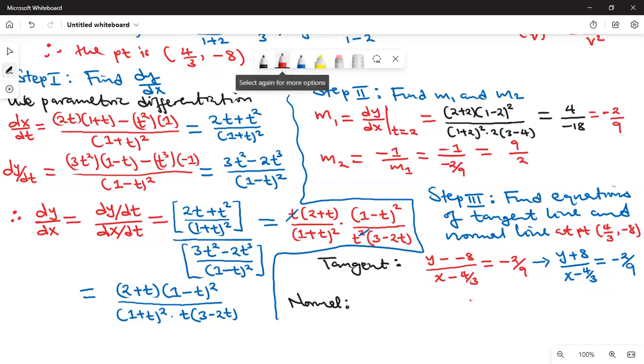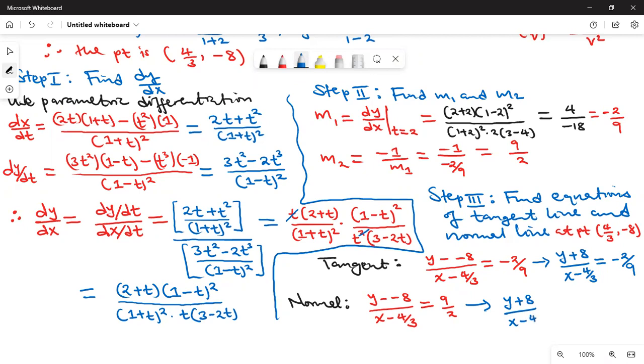Normal line is change in y, which is y minus negative 8, over change in x, which is x minus 4 over 3, equal to the gradient of the normal line, that is m2, which is 9 over 2. And this can also be written as (y plus 8) over (x minus 4 over 3) should give us 9 over 2.